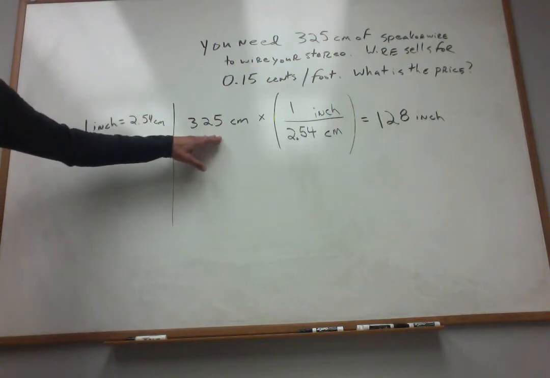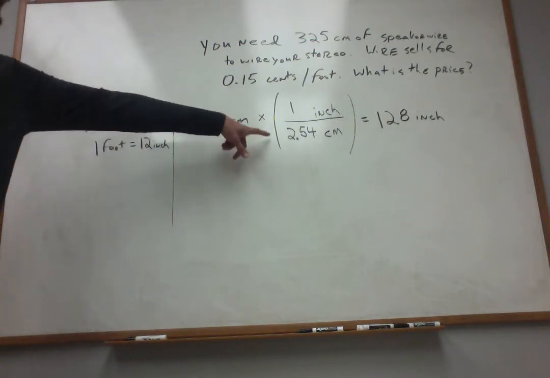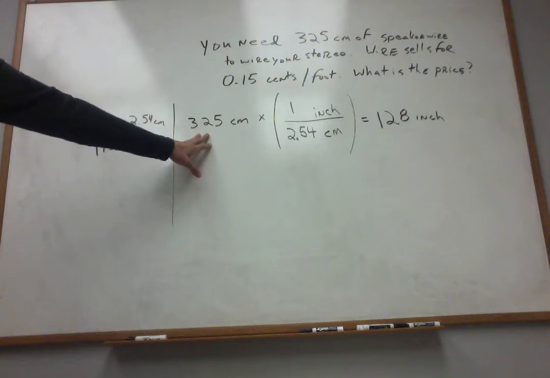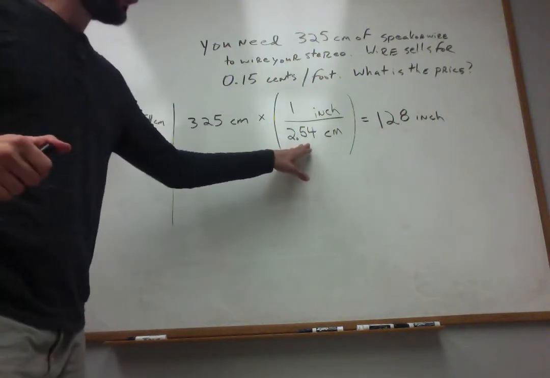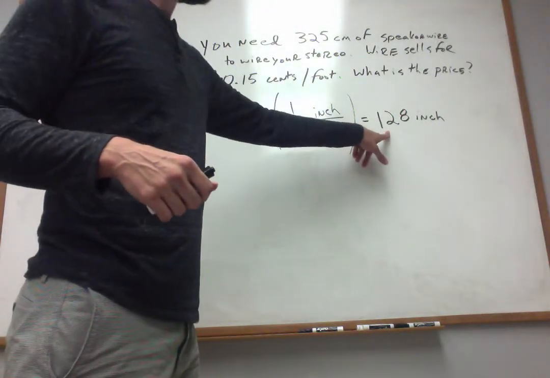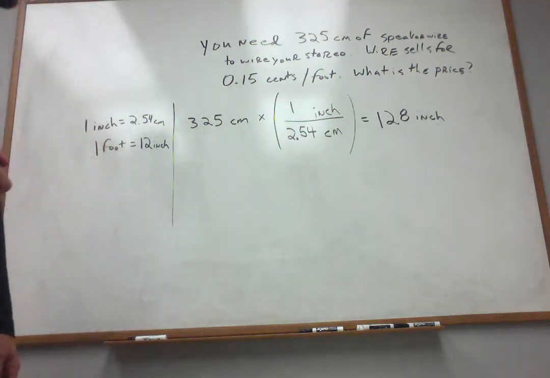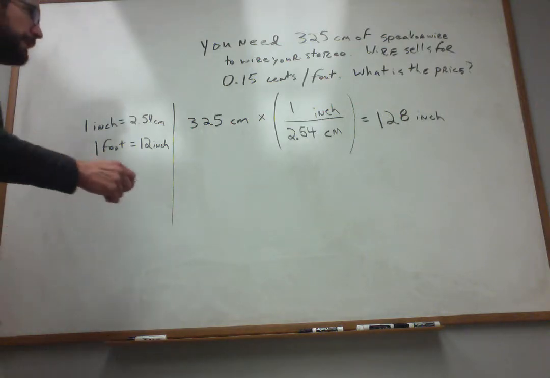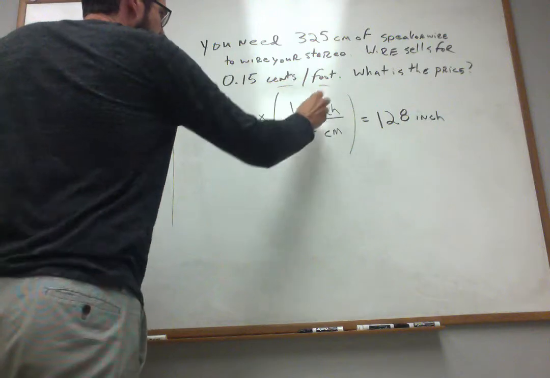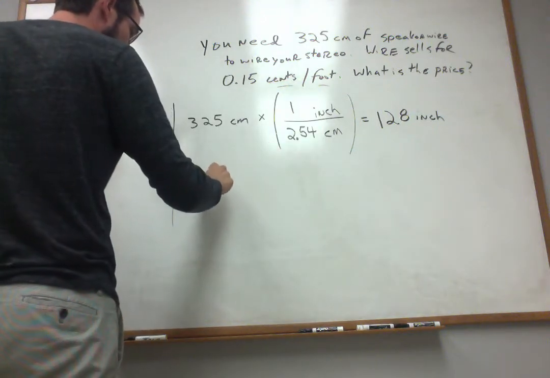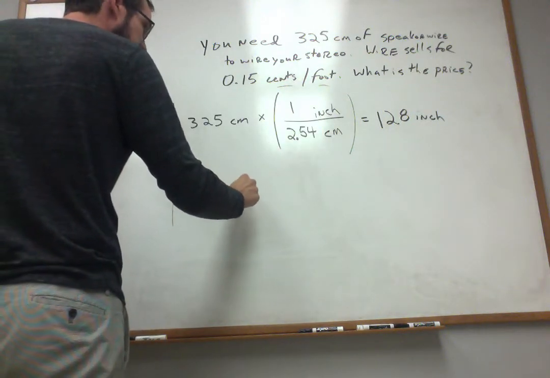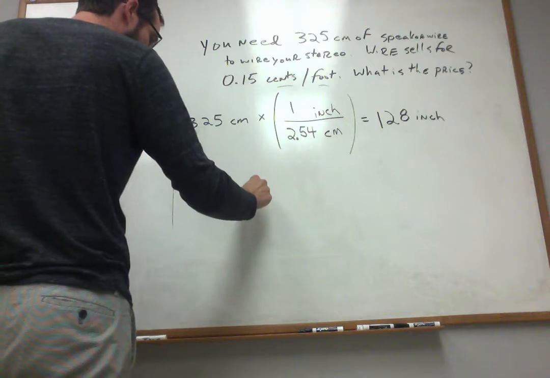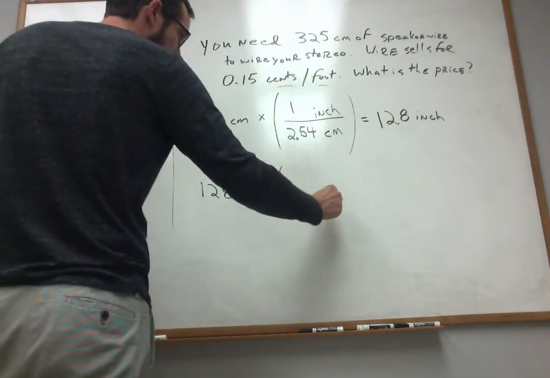If I consider significant figures here, I'm doing a division. This has got 3 significant figures. This has also got 3. So I end up with 3 over here, okay? Because the number is conserved through the calculation for multiplication or division. Right? So now I know how many inches of wire, but the problem is that my price is still per foot, right? So I need to take this 128 inches, convert it to feet.